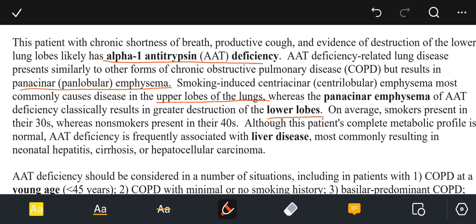On average, smokers present in their 30s, whereas non-smokers present in their 40s. Although this patient's complete metabolic profile is normal, alpha 1 antitrypsin deficiency is frequently associated with liver disease, most commonly resulting in neonatal hepatitis, cirrhosis, or hepatocellular carcinoma.